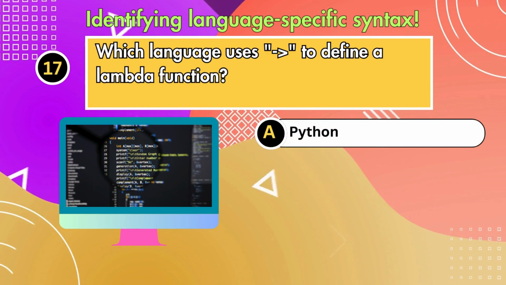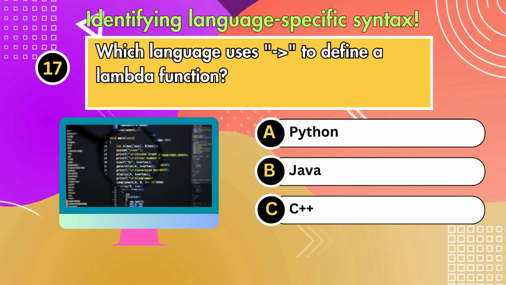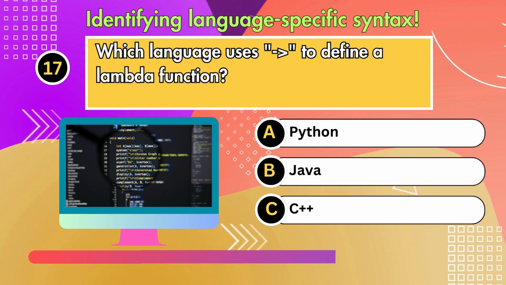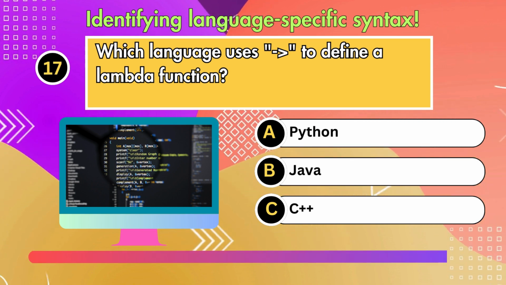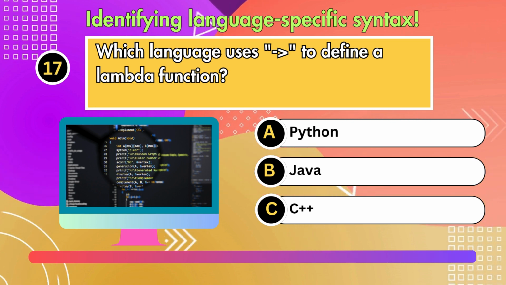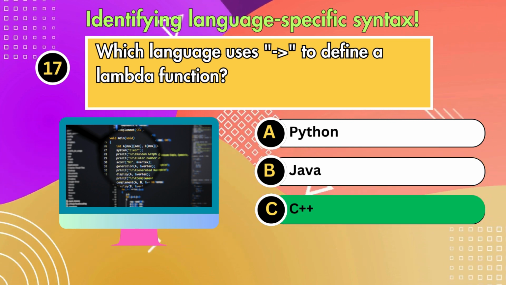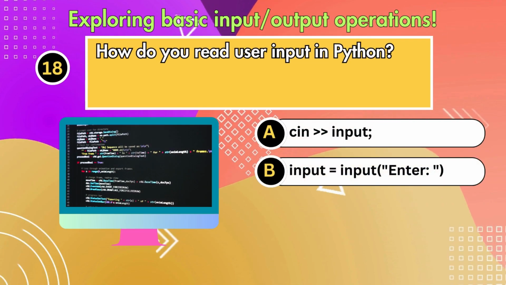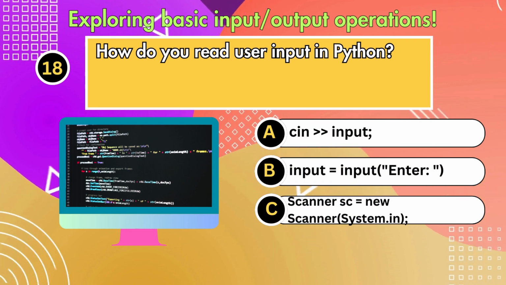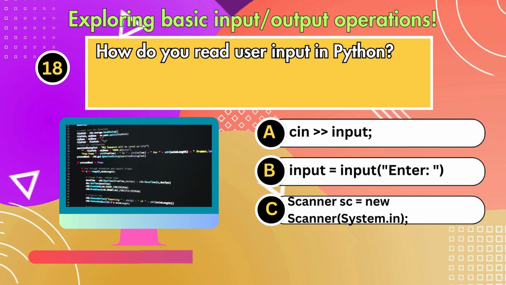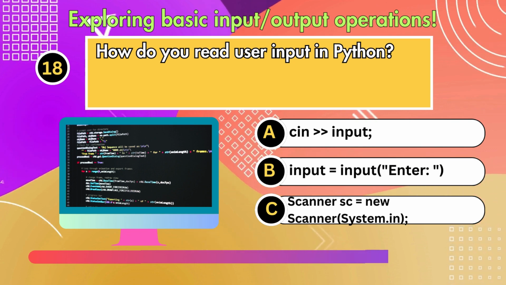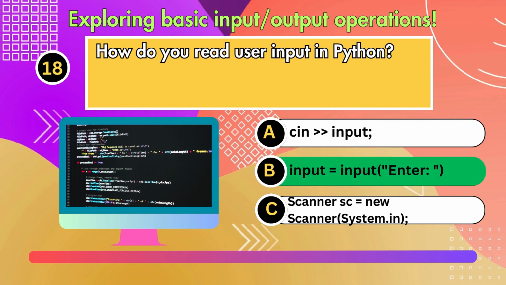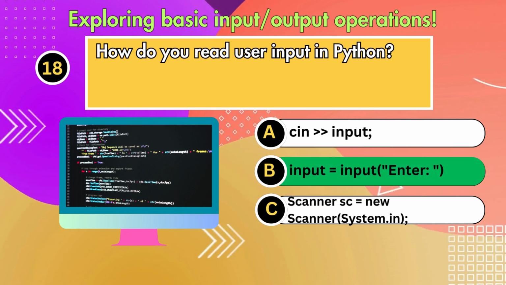Which language uses dash to define a lambda function? Answer is C++. How do you read user input in Python? Answer is input = input("Enter").